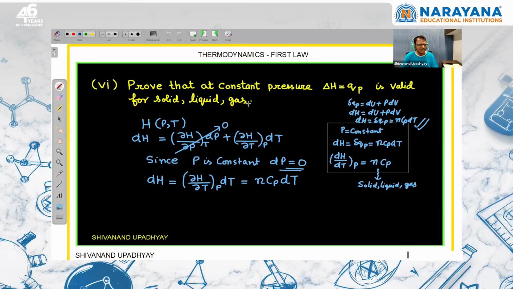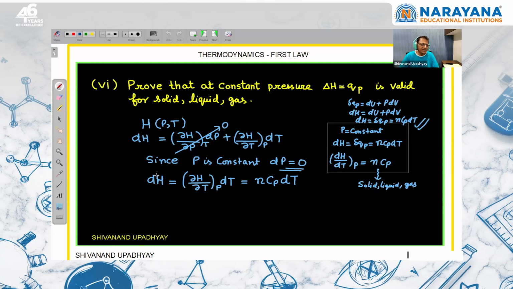So one way we have just proved; the second way is that enthalpy is a function of pressure and temperature, it is a state variable. So the net change in enthalpy is equal to the partial change in enthalpy with respect to pressure at constant temperature into dP, plus the partial change in enthalpy with respect to temperature at constant pressure into dT. Now in an isobaric process, pressure is constant, so dP is zero and this whole term will be 0.